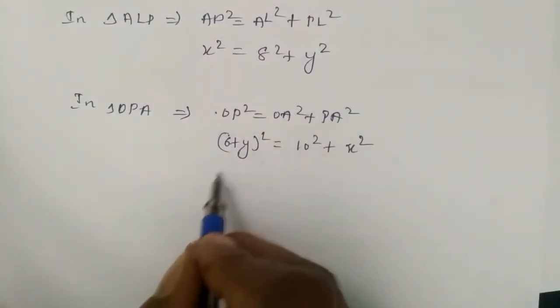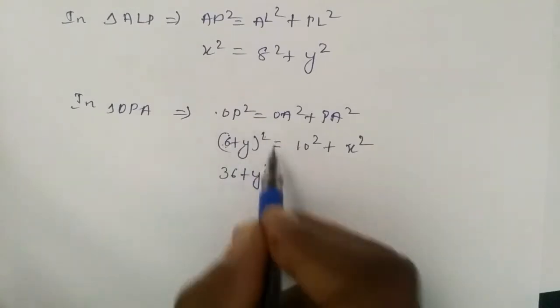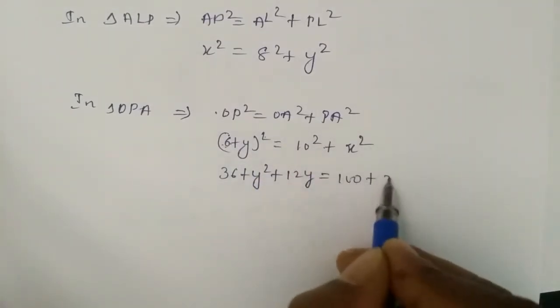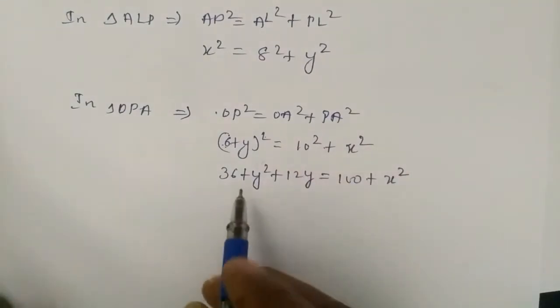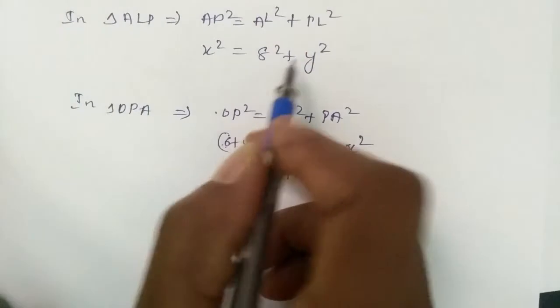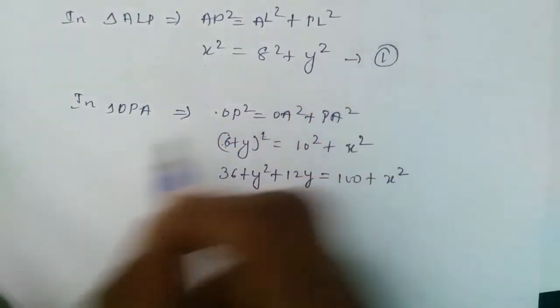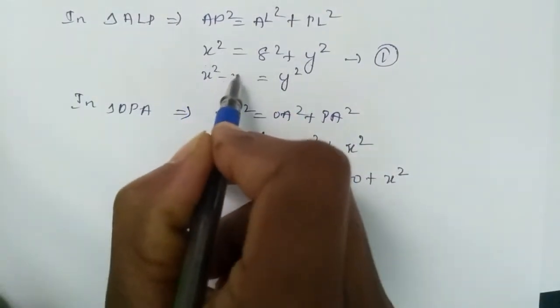(6 + y) whole square is (a + b) whole square, a square, that is 36 plus b square, y square, plus 2ab, 2 into a into b, 12y, equal to 10 square is 100 plus x square. Actually we want the value of x, we want the value of x. So what we will do, already from the equation, we form this equation as y square is equal to x square minus 8 square.